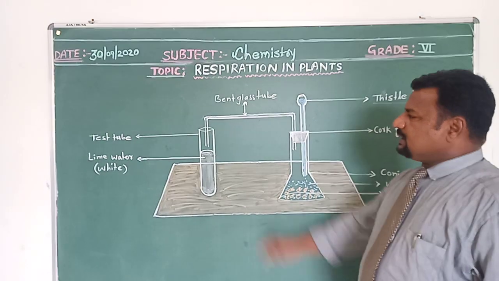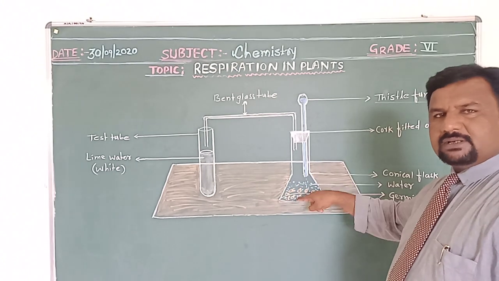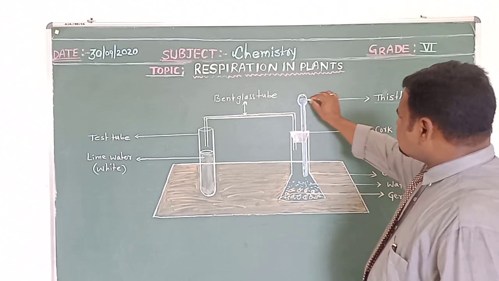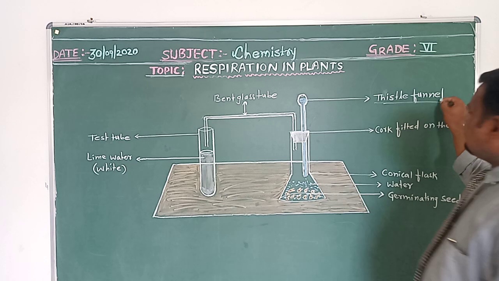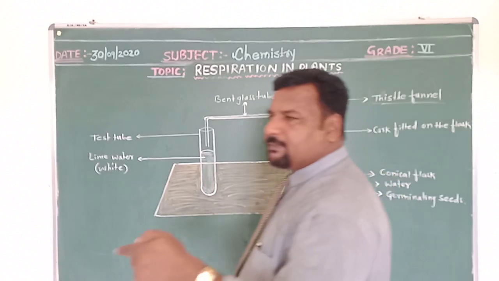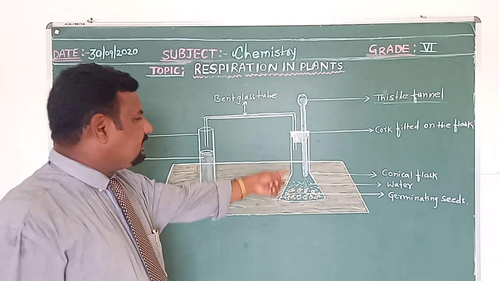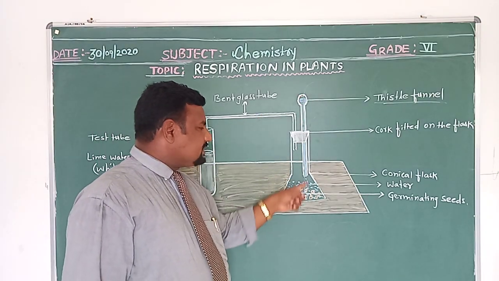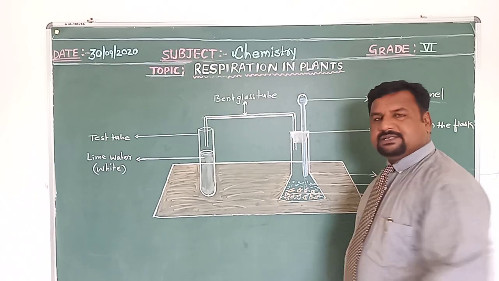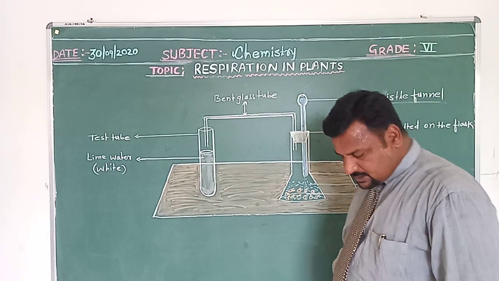Now, the test tube, what have we filled it with? Lime water. In the flask, what have we taken? Water, and in that a few germinating seeds are added. Now, through the thistle funnel, we have to add water. Already the conical flask contains water, yet through the thistle funnel some more extra water is added. Why? Why add water? Already the flask contains water with the germinating seeds. Again, through this thistle funnel, why are we adding water?